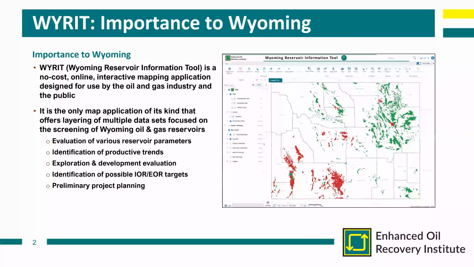Wyoming already has a few great mapping applications focused on energy infrastructure, but WYRIT is unique because it is solely focused on screening Wyoming's oil and gas reservoirs from a 30,000 foot project planning perspective. It's an easy way to screen for production trends, possible IOR, EOR targets.